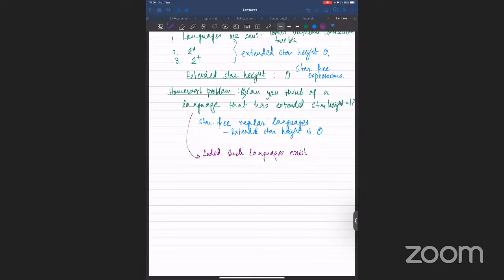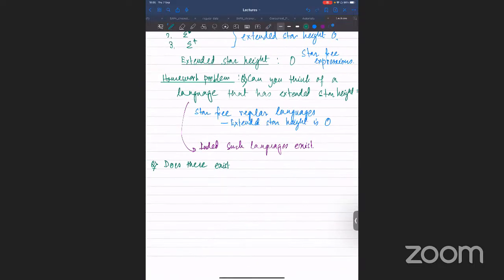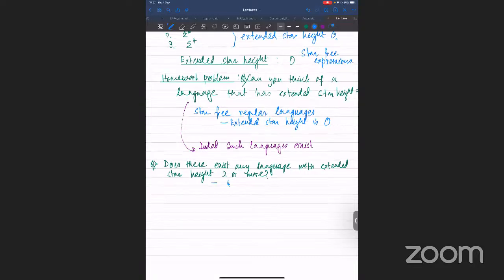Next, the big open question is: does there exist any language with extended star height 2 or more? Since this problem was posed, I think in the late 1970s, it's almost 4 decades, and this problem is still open.